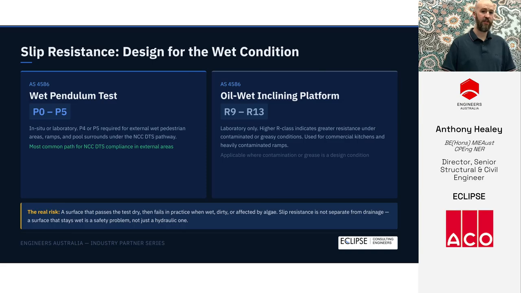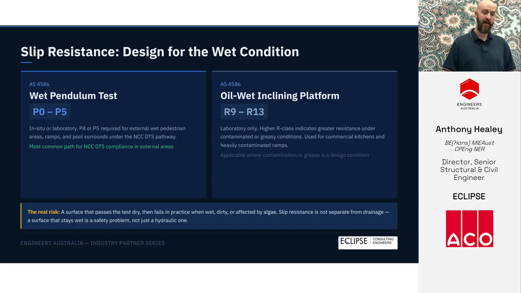Slip resistance is closely linked to drainage performance, and I want to be very direct about one thing. Slip resistance is not separate from drainage. A surface that stays wet, ponds, or accumulates dirt and algae becomes a slip risk, even if the nominal material rating was acceptable at handover.